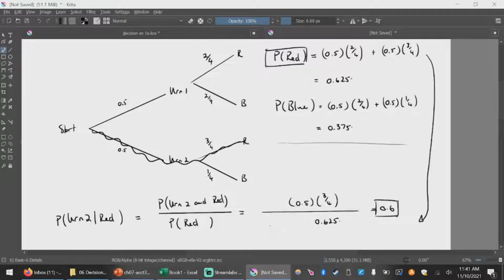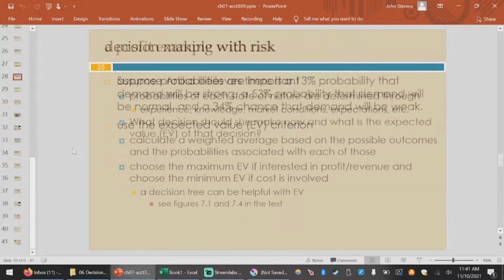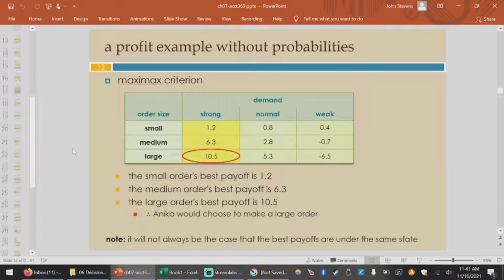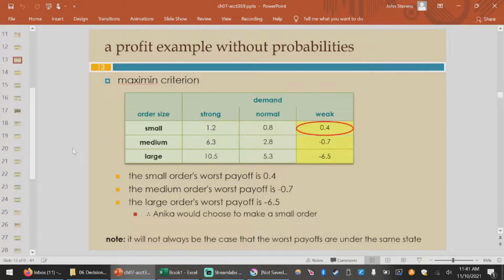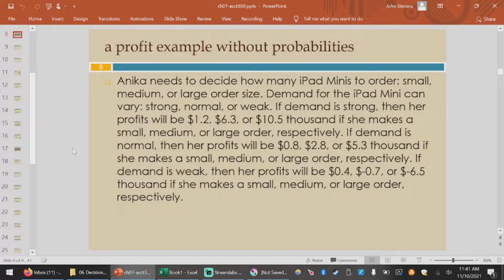Okay, so let's keep all of this in mind as we go into our actual question. Now the actual question is going to be, which way up here? I think it's slide 13, right? There we go. Annika's example with her iPads and the different order sizes and the different market conditions.